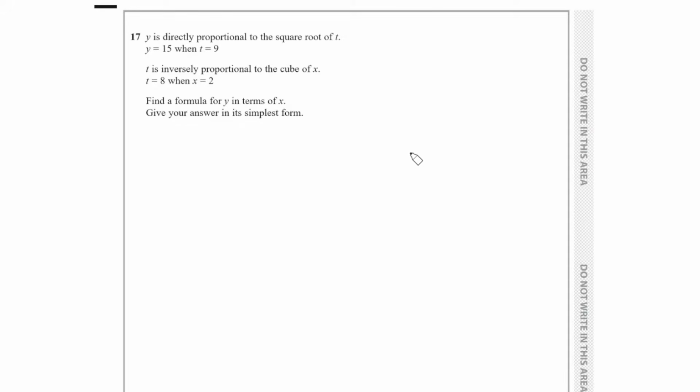Okay, question 17, we've got y is directly proportional to the square root of t. We've obviously got our matching pair. Then we've also got t is inversely proportional to the cube of x. Again, matching pair. Find a formula for y in terms of x. So for proportion, most of the times it's 3 steps. Here it's just those 3 steps, but twice, because there's 2 different relationships. So step 1 is to write the correct formula. So for direct proportion, it'd be y equals k multiplied by this bit, which is the square root of t. K is multiplied by that.